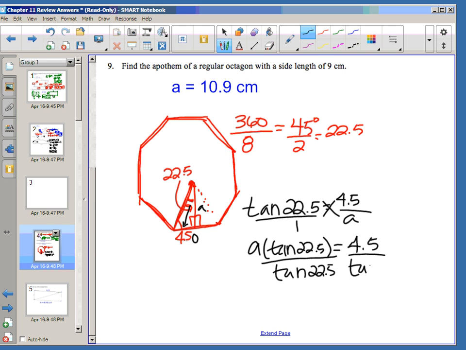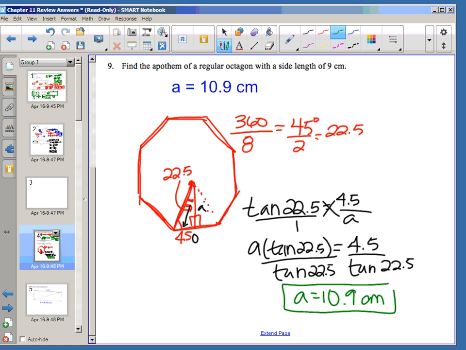I am not sure I remember this off the top of my head, so I'm going to go grab my calculator. Give me one brief second. I'm going to do 4.5 divided by tan of 22.5. And I get 10.9 for my apothem. Oh, I could have just looked up at the answer I already have written. And again, don't forget your units, which is centimeters in this case.